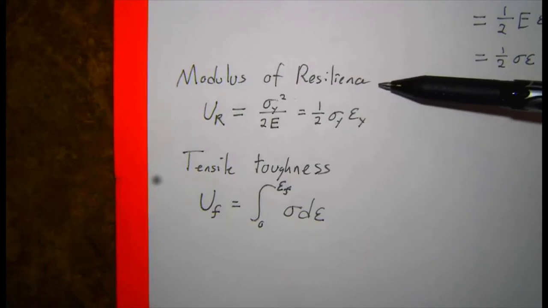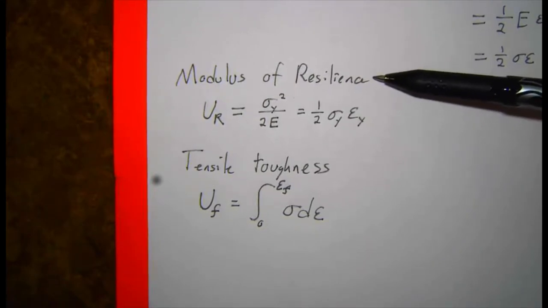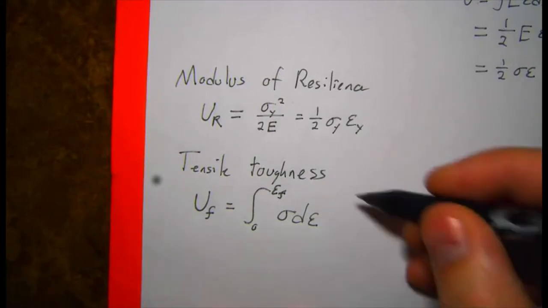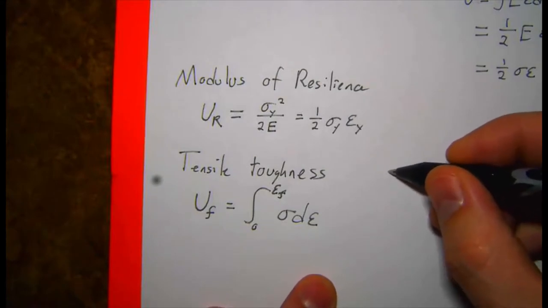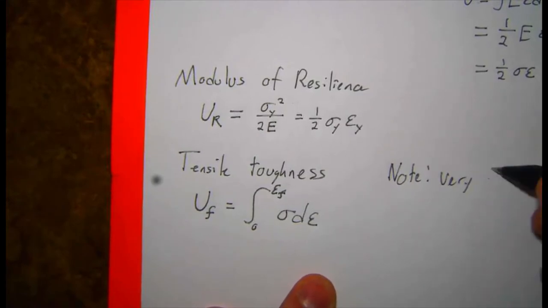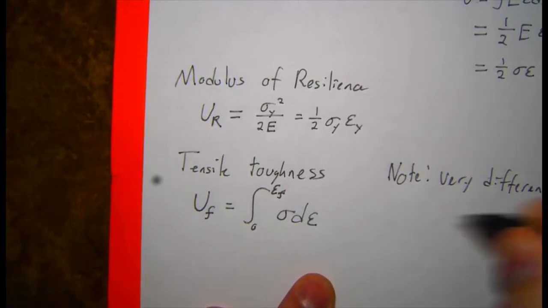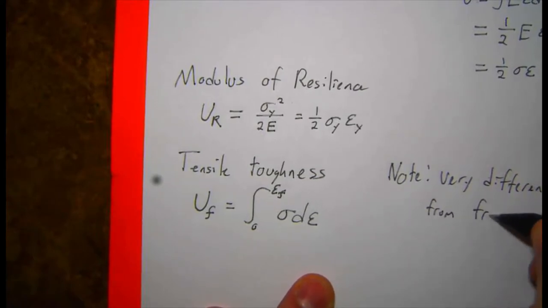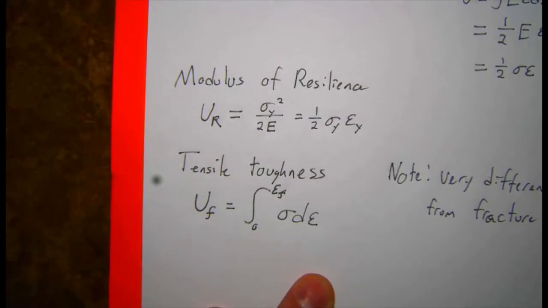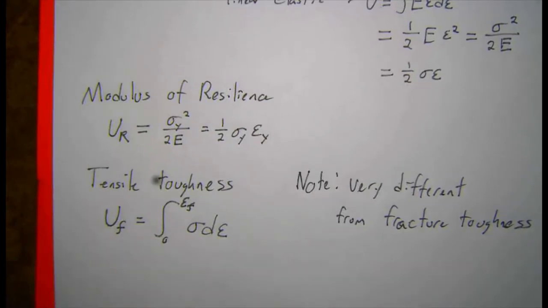The modulus of resilience is how much energy the body can absorb before it plastically deforms. The tensile toughness is how much it can absorb before it breaks entirely. This, as a note, is very different from fracture toughness, which we will talk about in the last, maybe seventh week, I think we start getting into fracture toughness. Cool. So just a couple general definitions.